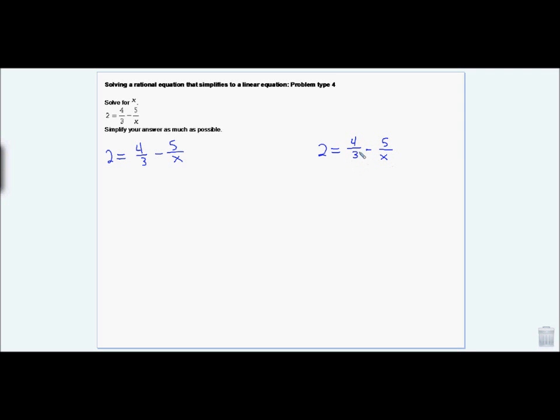Now there's another way to do this. I can subtract 4/3 from both sides and subtract that from the 2. That's not the most efficient method, so I don't even really think we should take the time to go over that.